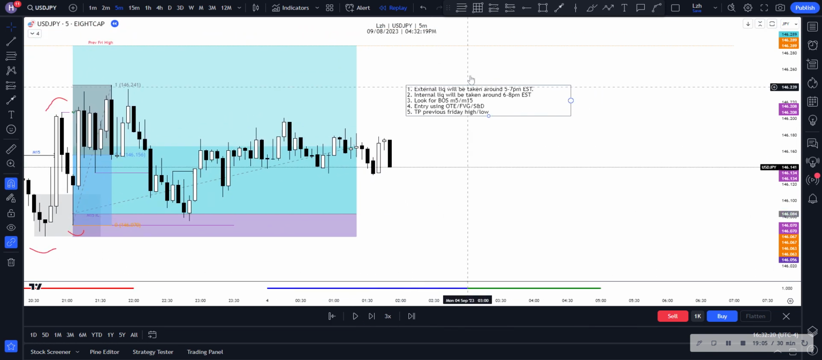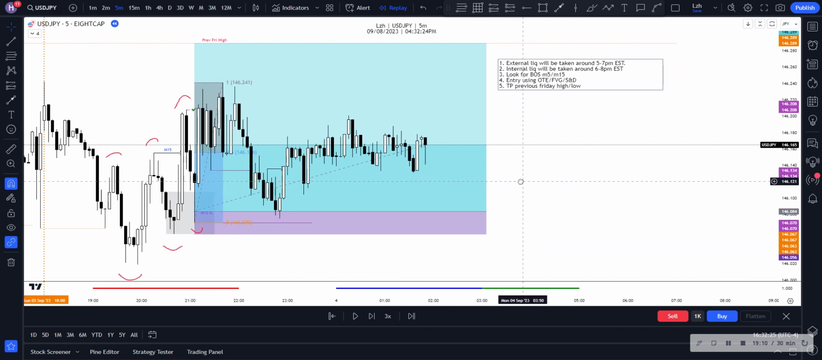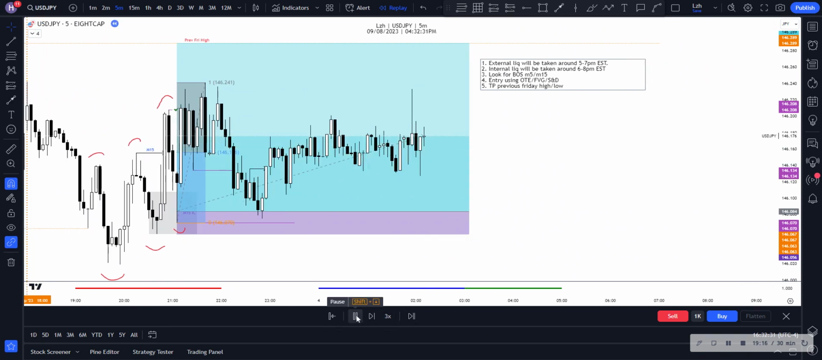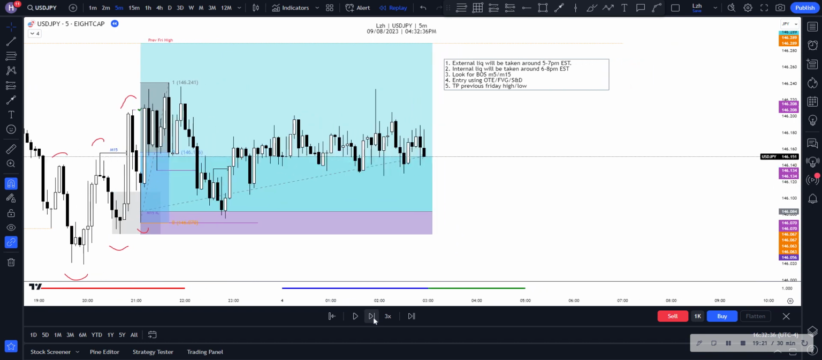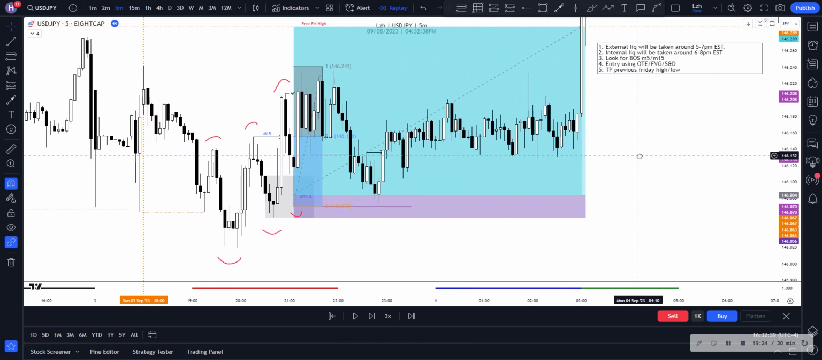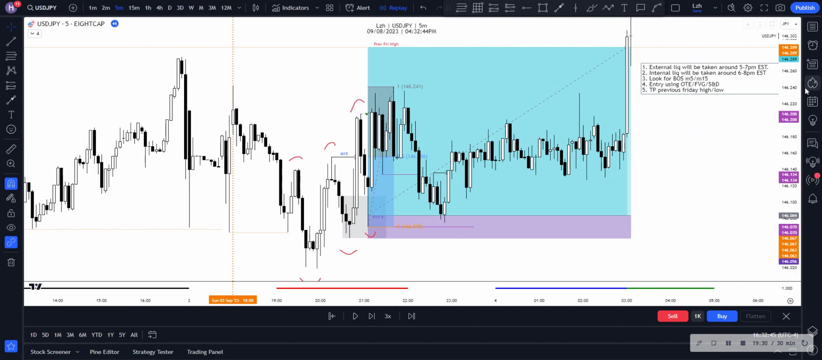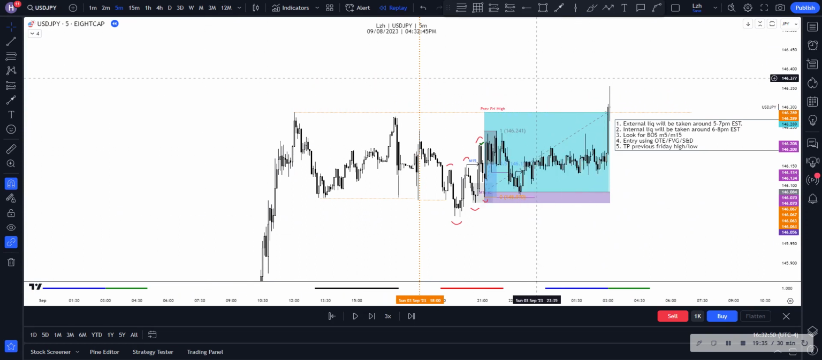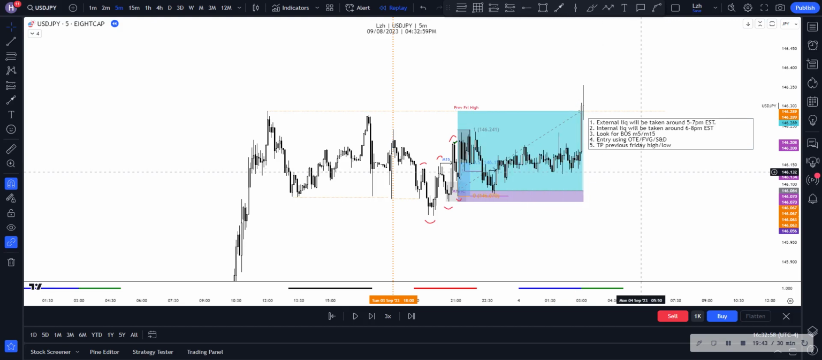So now it's becoming more interesting because price is coming to the London kill zone, and there you go. So yeah, it's pretty straightforward. We don't have to target anything higher because we know that price is still bullish. If you want to hold longer, that's up to you. But for me, even though it's 3R, for me it's good enough for a trade.